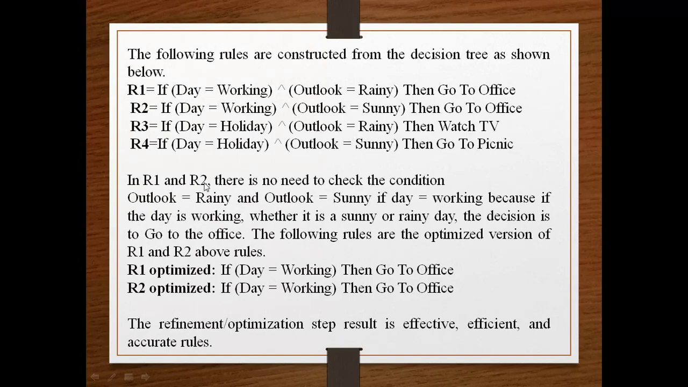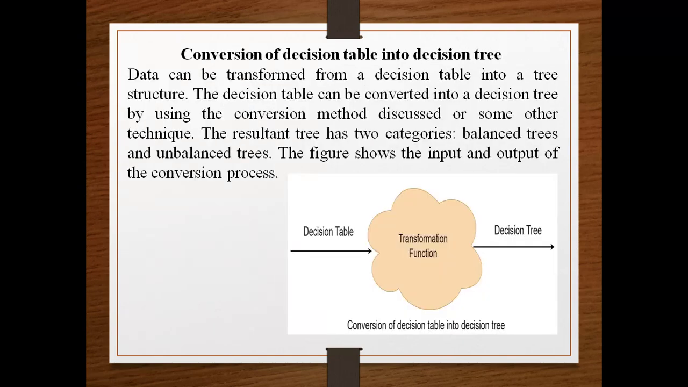So what it says: for R1 and R2, there is no need to check the outlook, whether rainy or sunny, because if the day is working, the decision is you have to go to the office. So the following rules can be optimized into a version of R1 and R2. R1 is optimized: if day is equal to working, then go to office. R2 is optimized: if day is equal to working, then go to office. The refinement of optimization gives me an effective, efficient and accurate result, right?